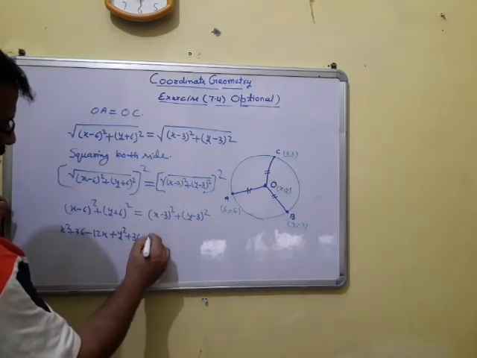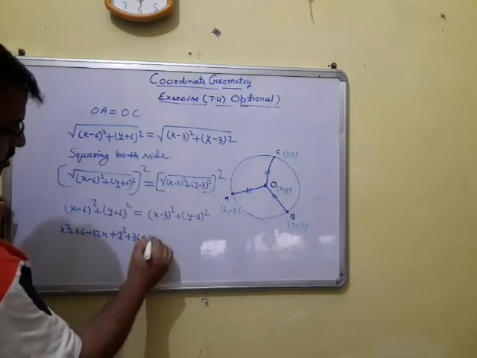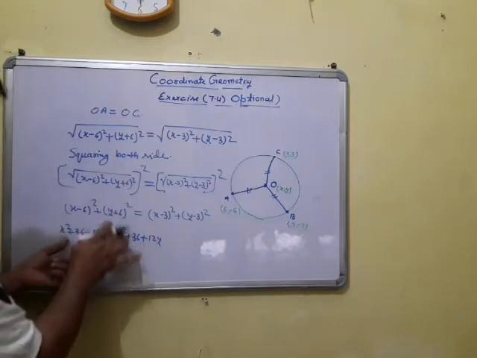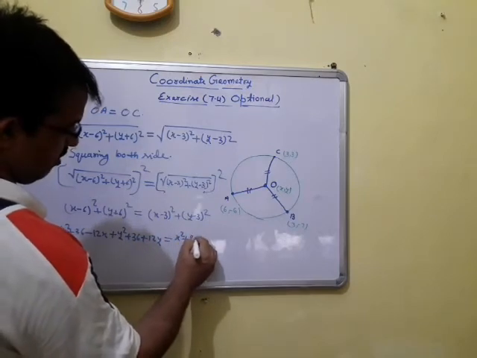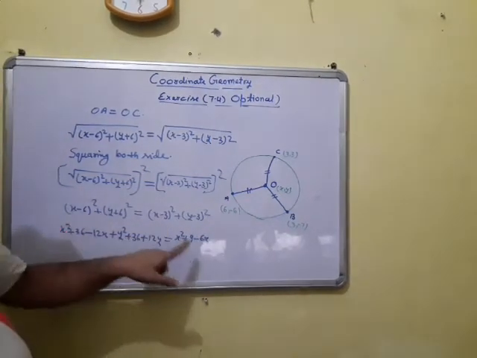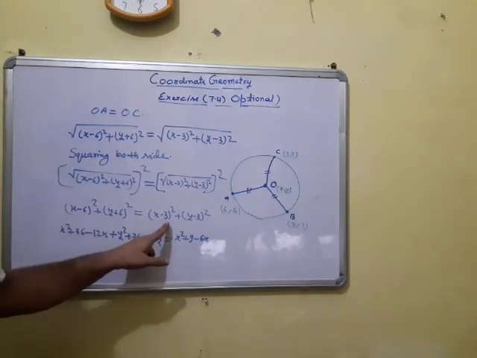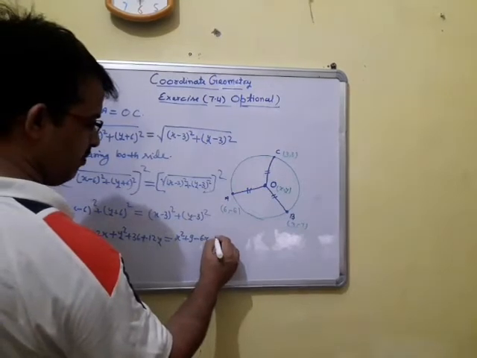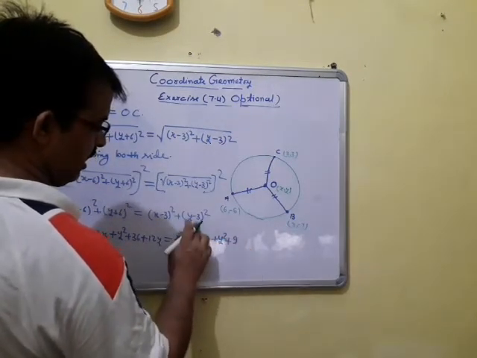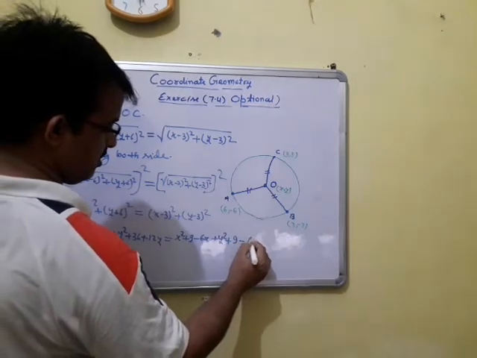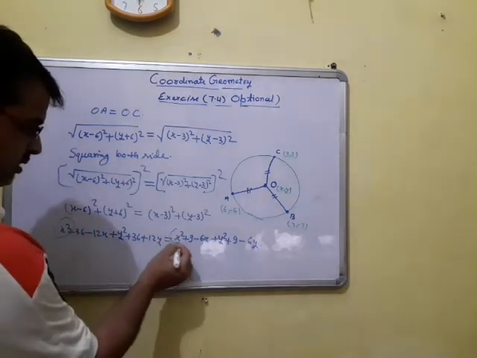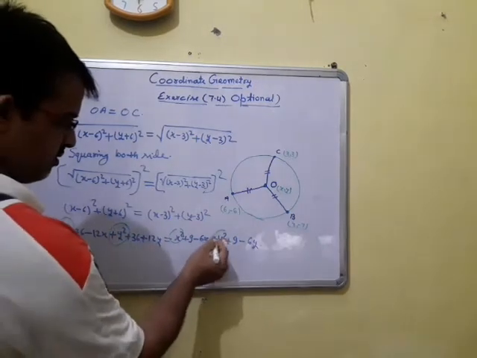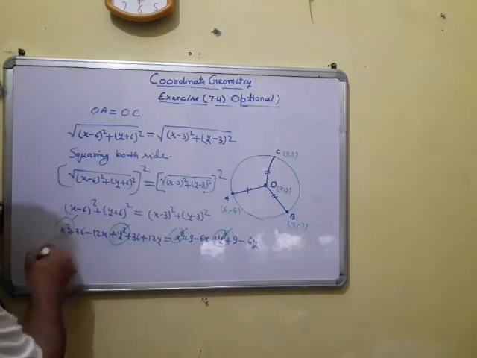plus 12y. This portion is clear, and equal to here, this one we take x square plus 9 minus 6x, 2 into 3 is 6, that is 2ab, clear? Now plus y square plus 9 minus 6y, clear? And now look here, x square plus y square on this side and x square plus y square on that side, this portion is cancelled, clear?